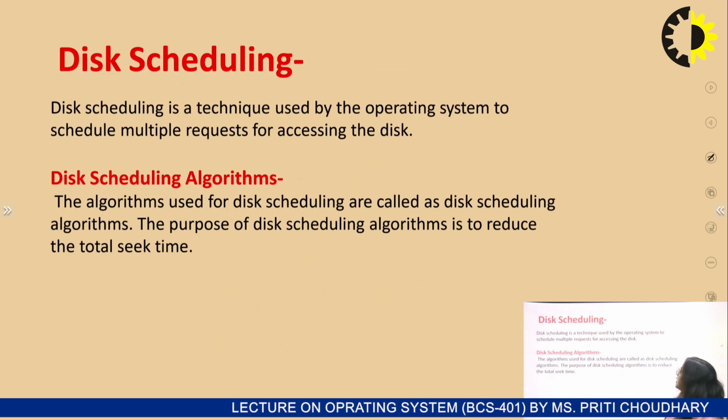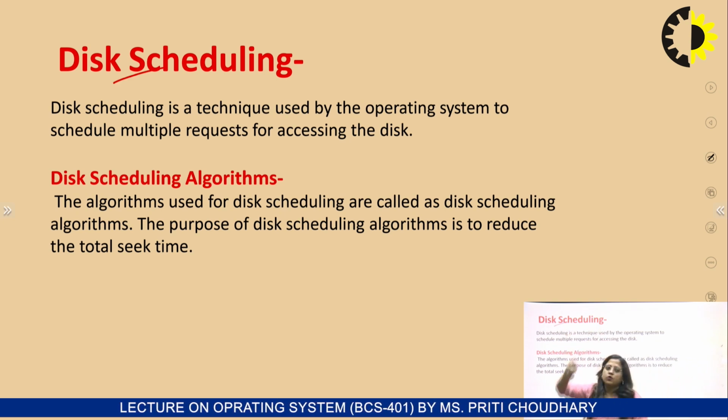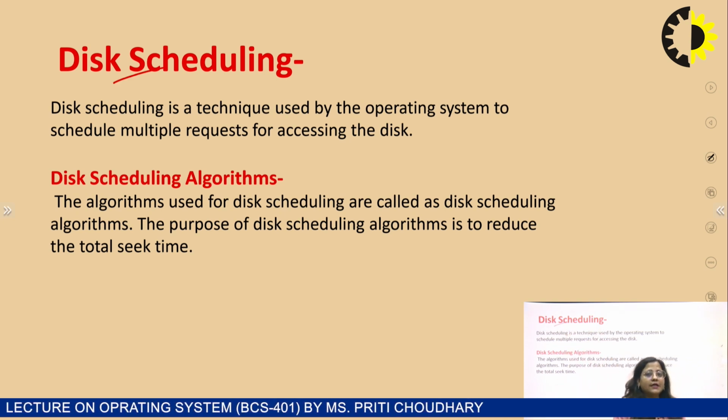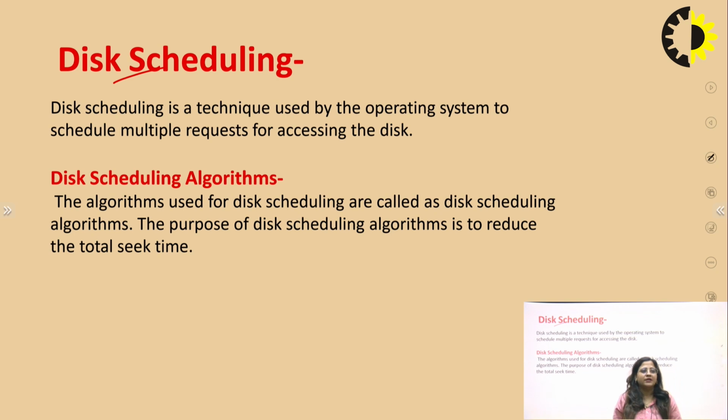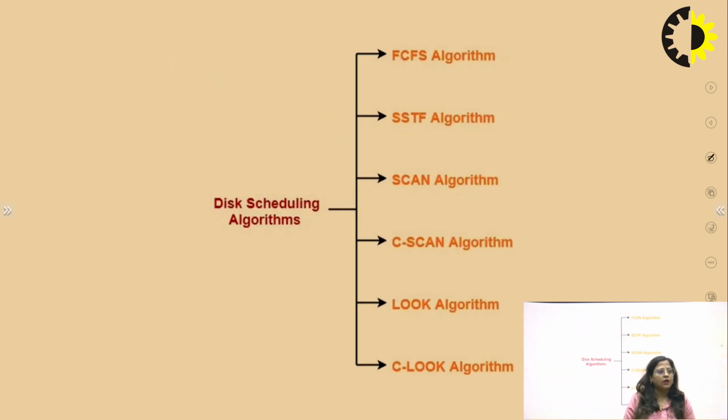Now we come to disk scheduling. What is disk scheduling? Disk scheduling is a technique used by the operating system to schedule multiple requests for accessing the disk. The algorithm used for this is called a disk scheduling algorithm. The main purpose of a disk scheduling algorithm is to reduce the total seek time. These are some of the algorithms used for disk scheduling.